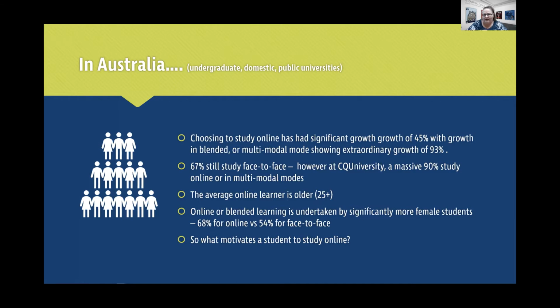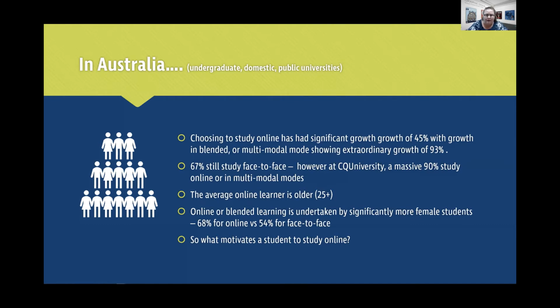A little bit about the demographics of an online learner is they tend to be a little bit older. They tend to be slightly more mature in that 25-year plus age group, whereas the face-to-face learner tends to be in that school leaver up to 24 years old. The online blended learning tends to be taken up by a lot more female students, and that makes a bit of sense when you start to think about why they're doing this.